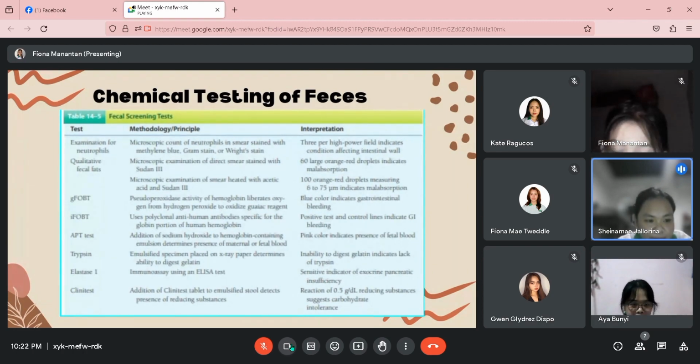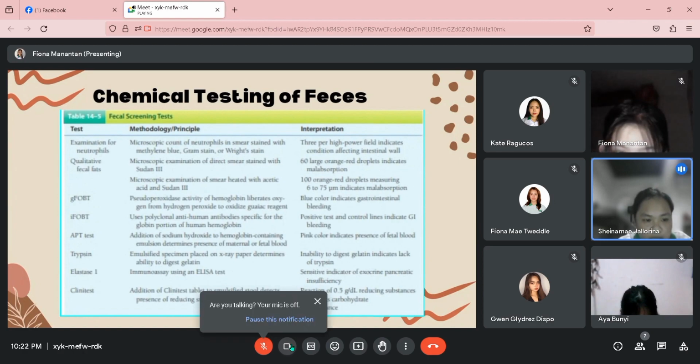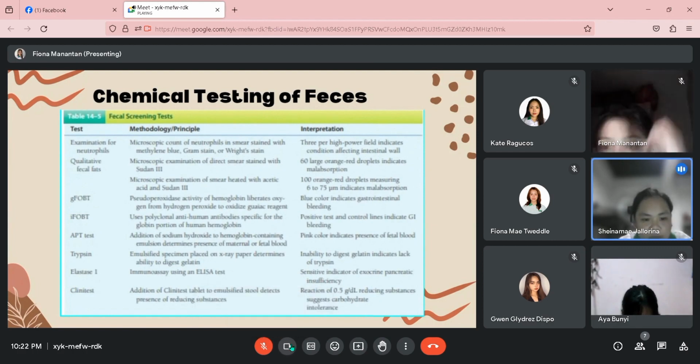The guaiac test: peroxidase activity of hemoglobin liberates oxygen from hydrogen peroxide to oxidize the guaiac reagent. Interpretation: blue color indicates gastrointestinal bleeding. The next one is the iFOBT, which uses polyclonal anti-human antibodies specific for the globin portion of human hemoglobin. Positive test and control lines indicate GI bleeding is the interpretation.